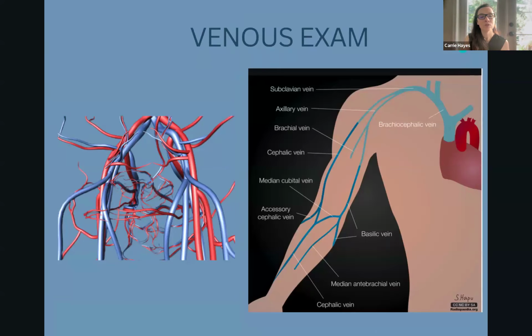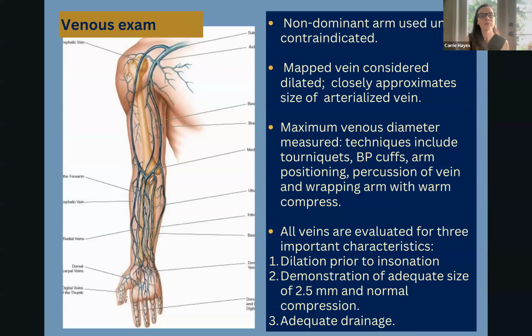Venous exam. So subclavian vein, brachiocephalic vein, axillary, brachial, median cubital, basilic, cephalic. So just kind of a quick little review there. So we're talking about using the non-dominant arm unless that's contraindicated. The MAP vein is considered dilated, so closely approximates the size of the arterialized vein, right? If you think about the fact that we're going to be running this mixed flow of blood through there, the vein itself is going to need to be able to compensate for that pulsatile arterial flow.